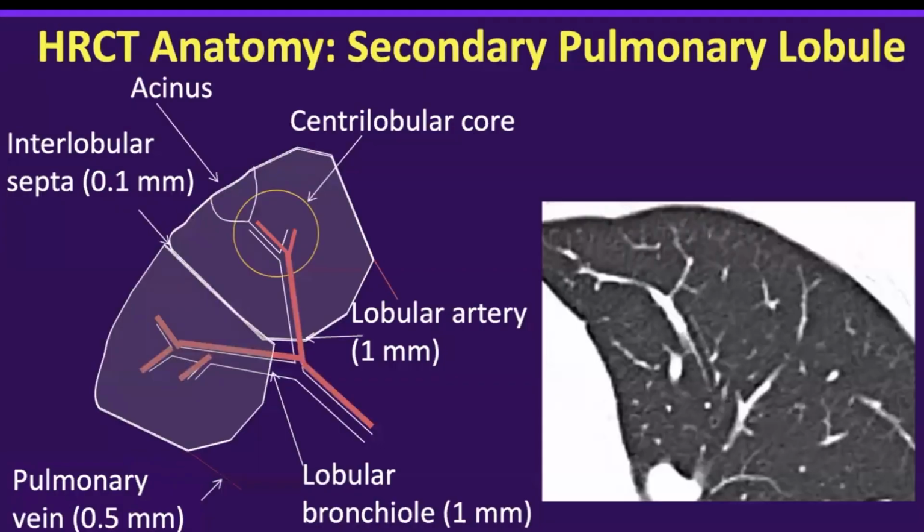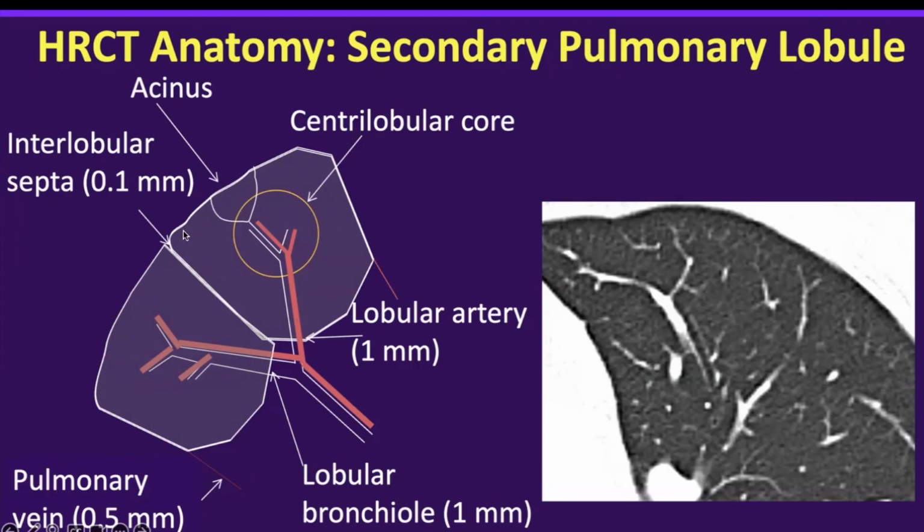An understanding of lung anatomy is essential for interpreting HRCT for ILD. The secondary pulmonary lobule is the smallest lung unit that's marginated by connective tissue. It's an approximately 1 by 2 centimeter polyhedral structure. It's composed of a number of acini, typically about 12, but can vary in number.